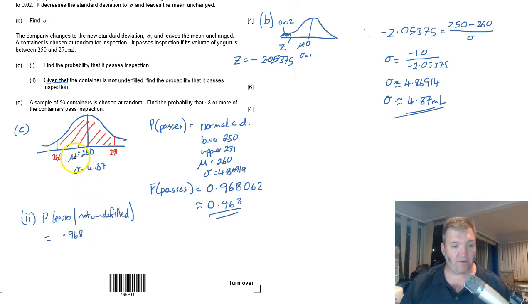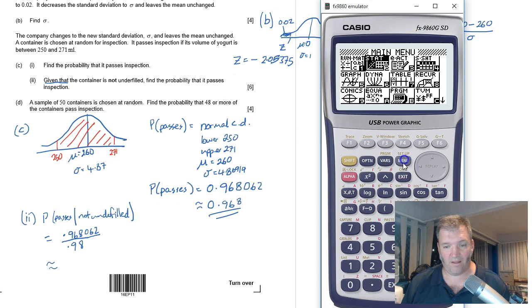Now we're only interested in the area of the graph that contains the containers that aren't underfilled. So rather than looking at the entire area under the curve, we're now only looking at 0.98 of the curve, aren't we? Now, again, because this is a calculation, I should be using the 0.62 there, just for greater accuracy. But the probability that it passes, given that it's not underfilled, remember this is the probability it passes and is not underfilled, which means just it passes, divided by the probability it's not underfilled, which was 0.98.